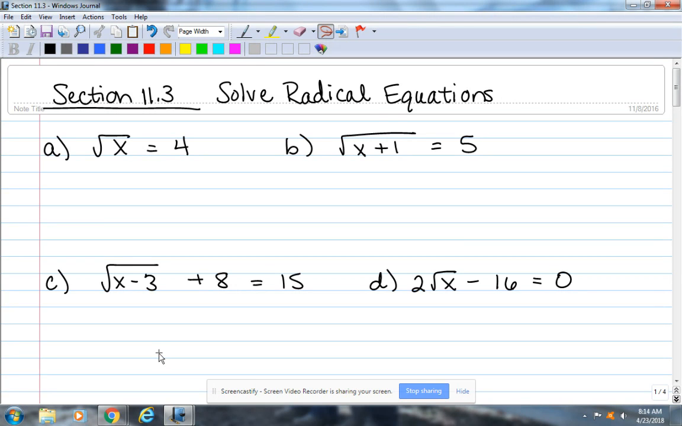So, the first one, radical x equals 4. If I want to get rid of that square root, I square both sides. What you do to one side, you have to do to the other side. That's the most common mistake on this lesson, people forgetting to square both sides. So the square and the square root cancel each other out, and you're left with what's underneath, which is just x equals, and what's 4 squared? 16.